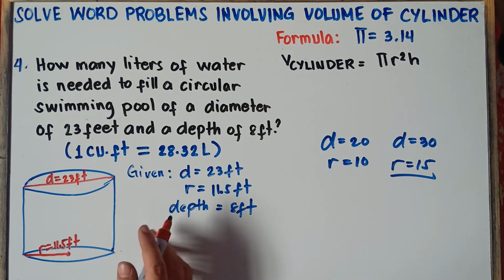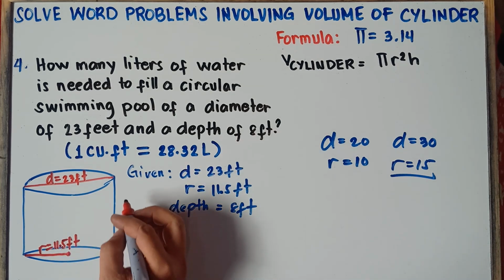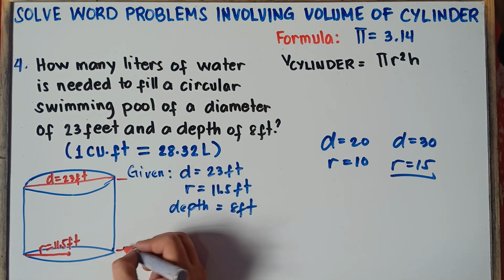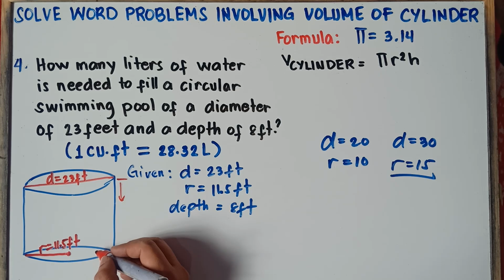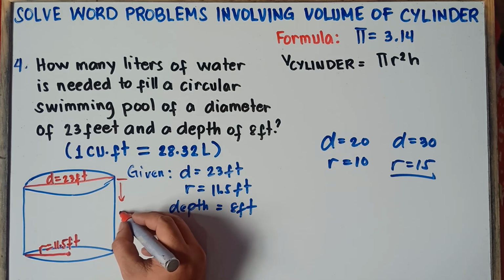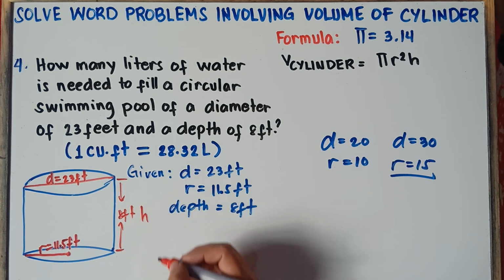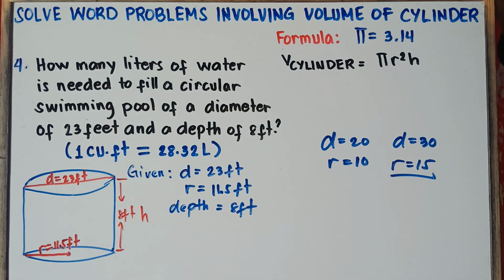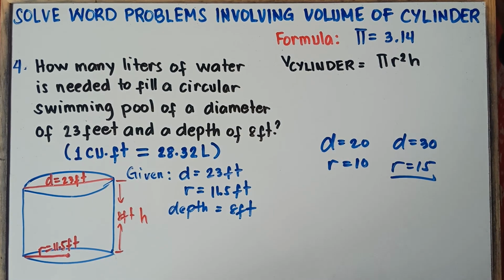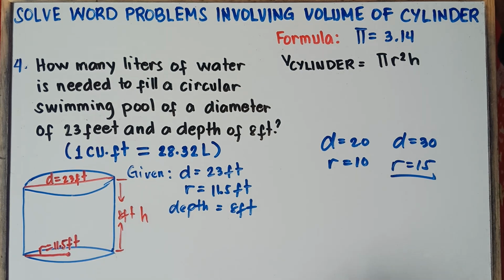And then we have the given depth. So the depth would be 8 feet. The depth, this one right here, with regards to the volume of the circular swimming pool, would be 8 feet. So we can say that this is the height, 8 feet. So the first thing to do, class, is we need to find the volume of the swimming pool. Once we get the volume, we convert that volume into liters to determine the amount of liters of water needed to fill a circular swimming pool.